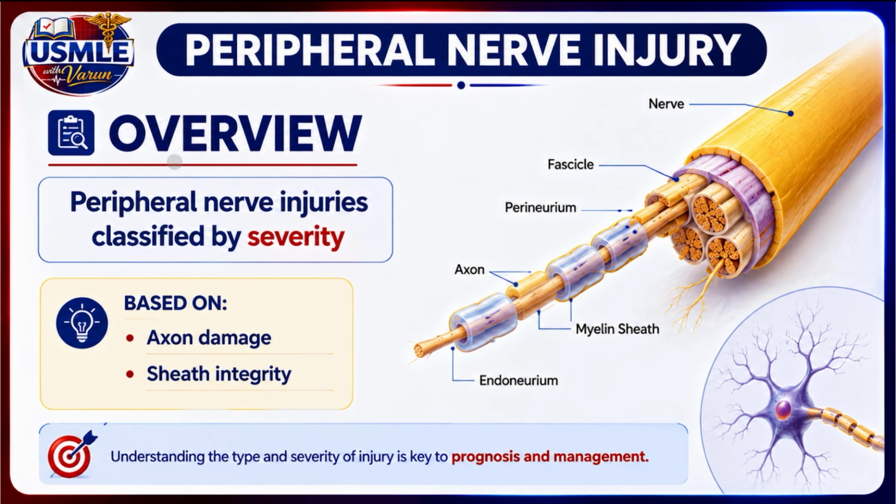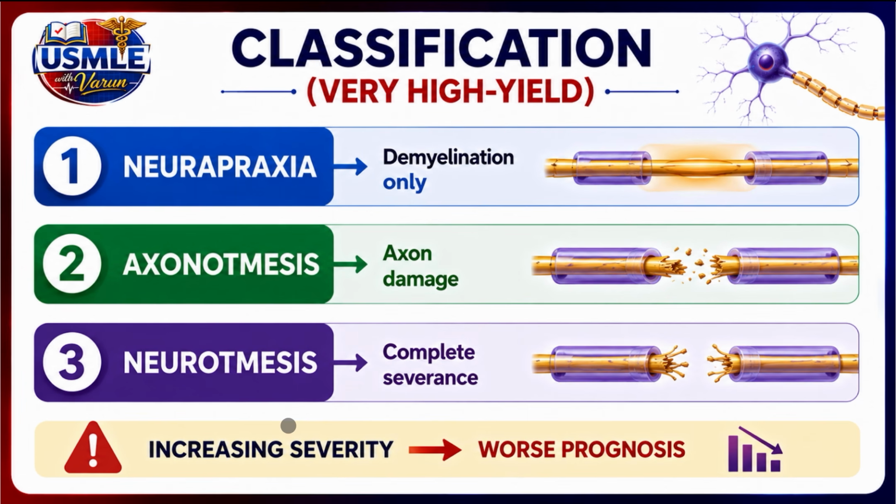So, peripheral nerve injuries are classified based on how much structural damage has occurred. The two key things that we need to assess are whether the axon is damaged and whether the surrounding connective tissue layers are intact or not. These things determine the prognosis and recovery. Peripheral nerve injuries are classified by severity based on axon damage and sheath integrity. So, understanding the type and the severity of injury is key to prognosis and management.